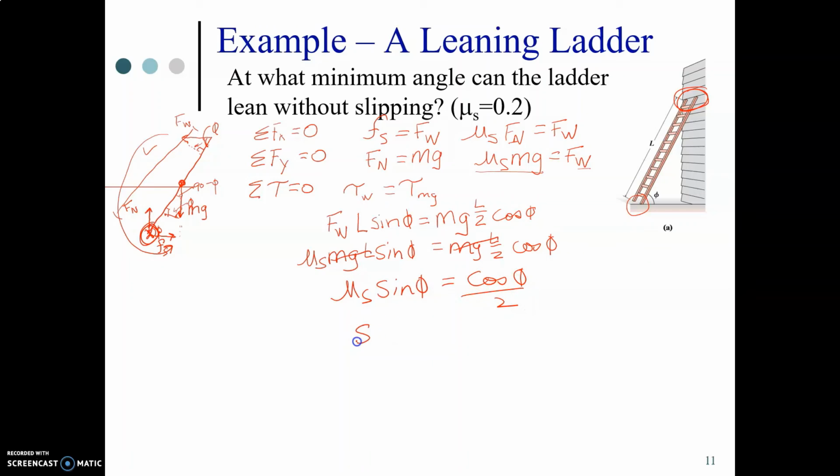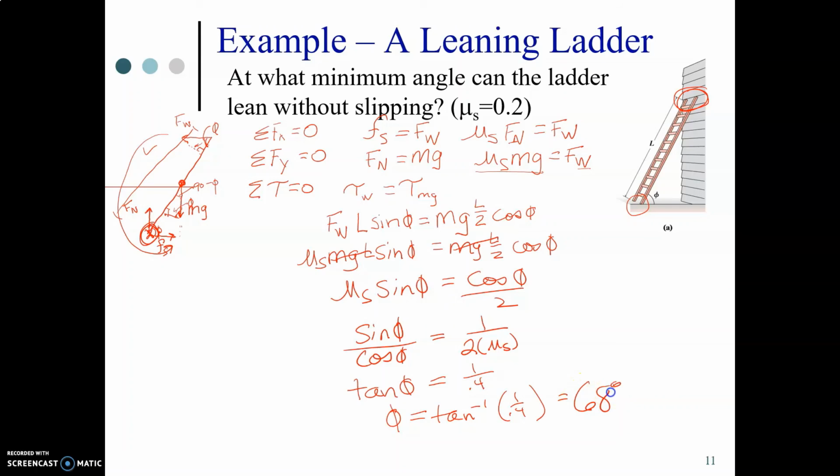Oh, hey, sine of phi divided by the cosine of phi is then equal to 1 over 2 times the coefficient of static friction. So that means that the tangent of phi is equal to 1 over 0.4, right? Because the coefficient of static friction is 0.2. So that means that phi is the arctangent of 1 over 0.4, which, if we plug it into our calculator and make sure we're in degrees, is 68 degrees.